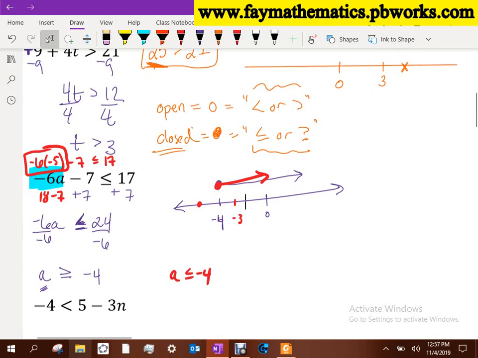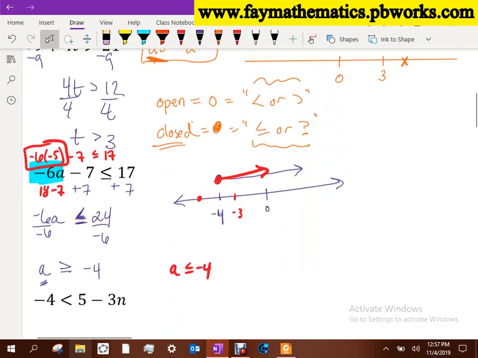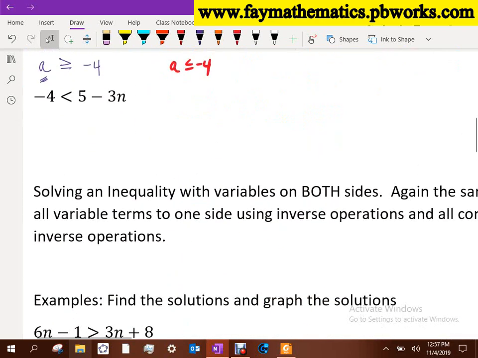Always have to remember that. Always have to flip the sign when you divide or multiply by a negative. Come on, there. Next one.